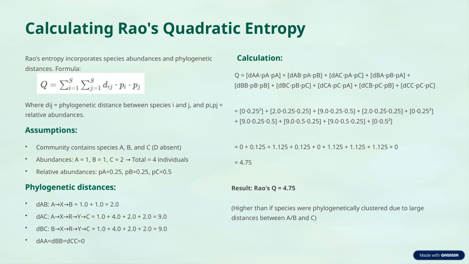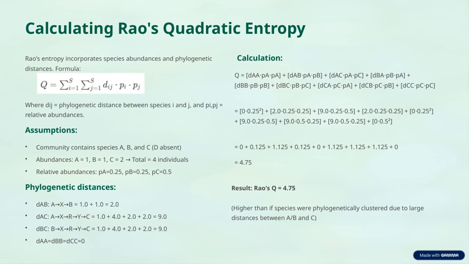First, the formula involves summing over all pairs of species, where dij represents the phylogenetic distance between species i and j, and pi and pj are their relative abundances. The key assumption here is that our community contains species A, B, and C, with species D absent. The abundances are given. A and B each have 1 individual, and C has 2, making a total of 4 individuals. From those abundances, we can calculate the relative abundances. A is 0.25, B is 0.25, and C is 0.5.